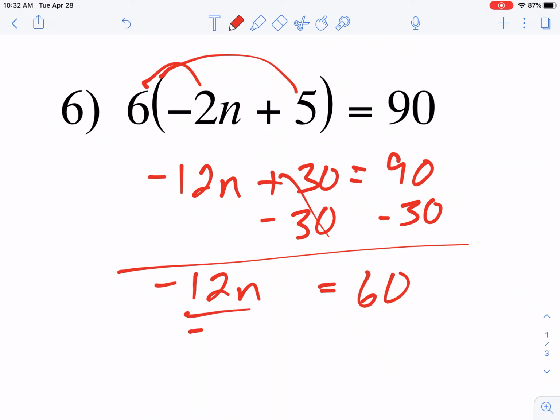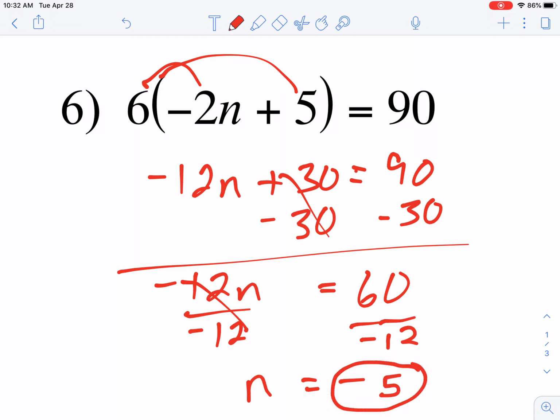Divide both sides by negative 12 so we can get n by itself. Negative 12's cancel. N is equal to a positive divided by a negative is negative. 60 divided by 12 is 5. Again, you'll enter in just negative 5 for your answer.